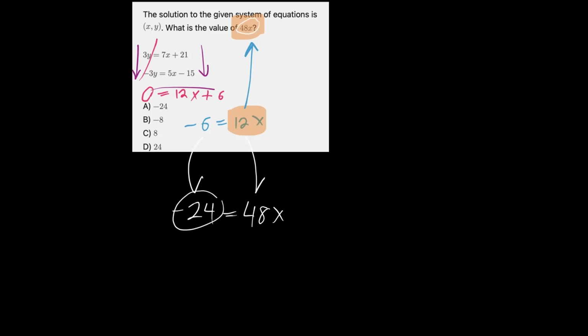From here, it's really tempting to just divide by 12 on both sides. But we shouldn't do that because we don't need x. What we need is 48x. So what's the relationship between 12x and 48x? That's a factor of 4 because 12 times 4 is 48. So let's multiply both sides of the equation by 4. 12x times 4 is 48x, and negative 6 times 4 is negative 24. So what's 48x equal to? It's equal to negative 24, and the answer here is A.